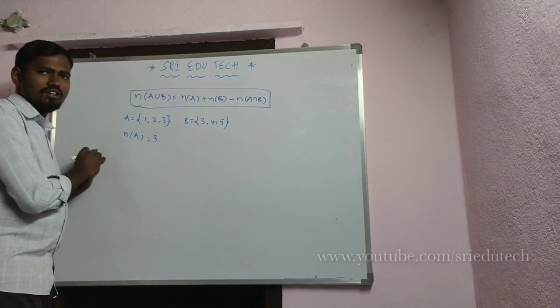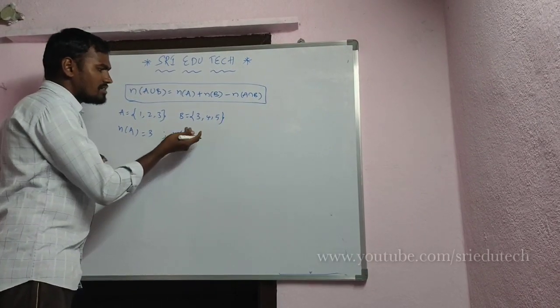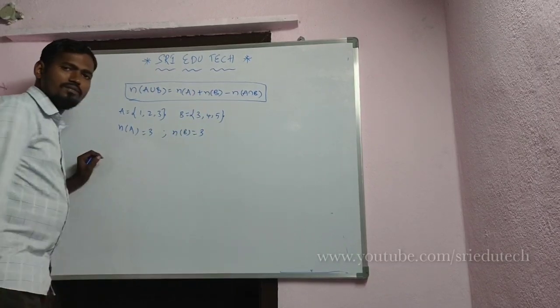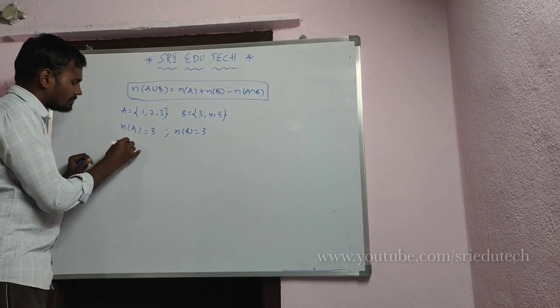N of A is equal to 3. Next, N of B. N of B means number of elements in B. How many are there? 1, 2, 3. This is 3. Right?